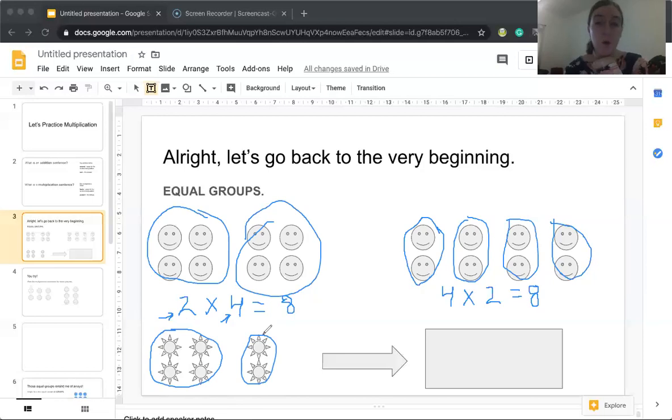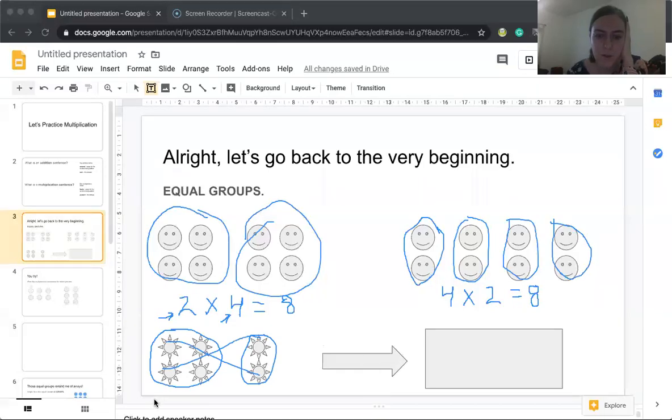If you said no, then you are correct. I can't multiply these two together because it's not equal groups. So it's not 4 times 2, because there aren't 4 groups with 2 inside, and it's not 2 times 4 because there aren't 2 groups with 4 in each. Just doesn't work. These groups are not equal, so that does not work for multiplication, okay?